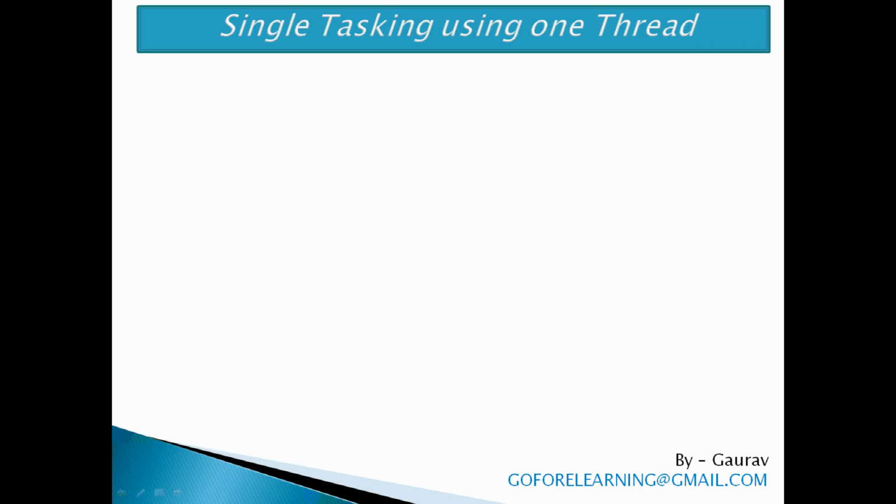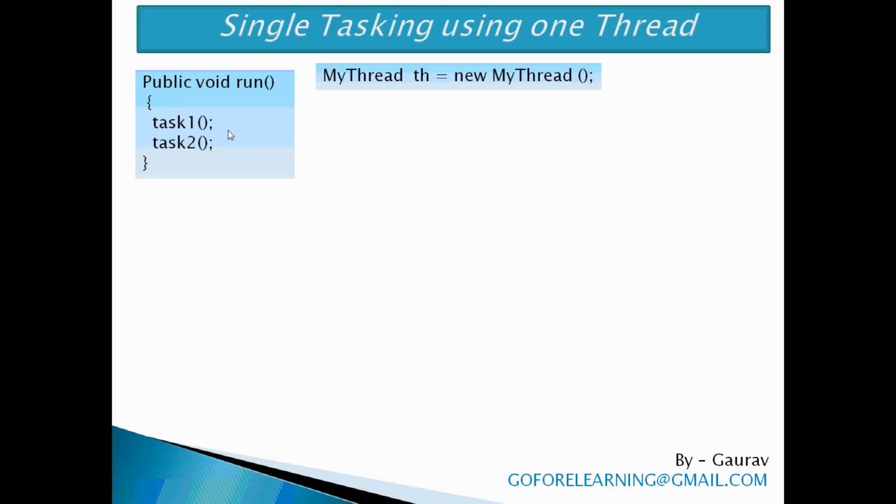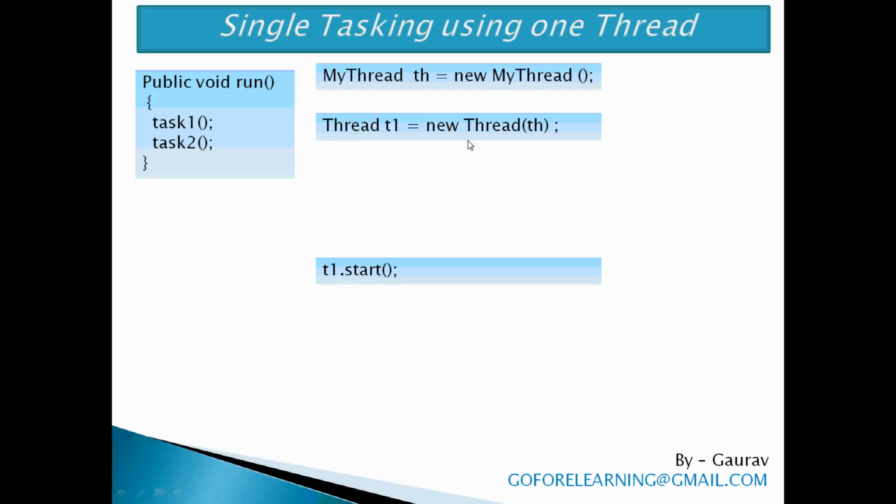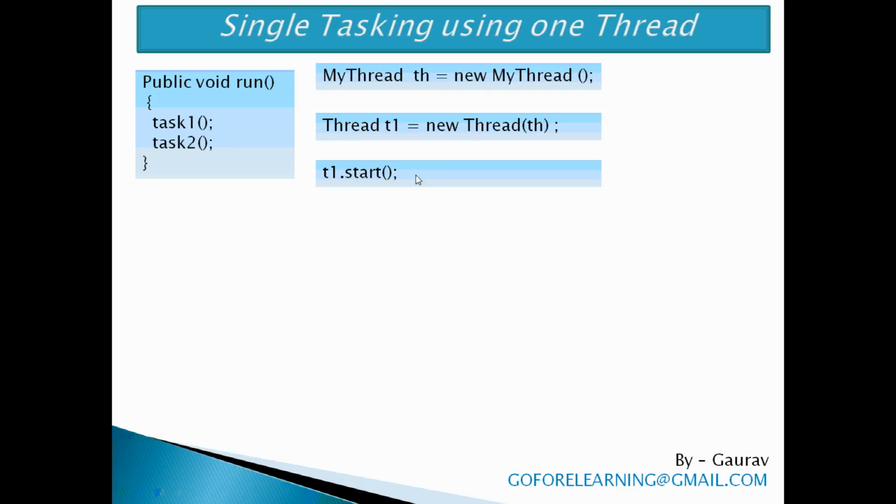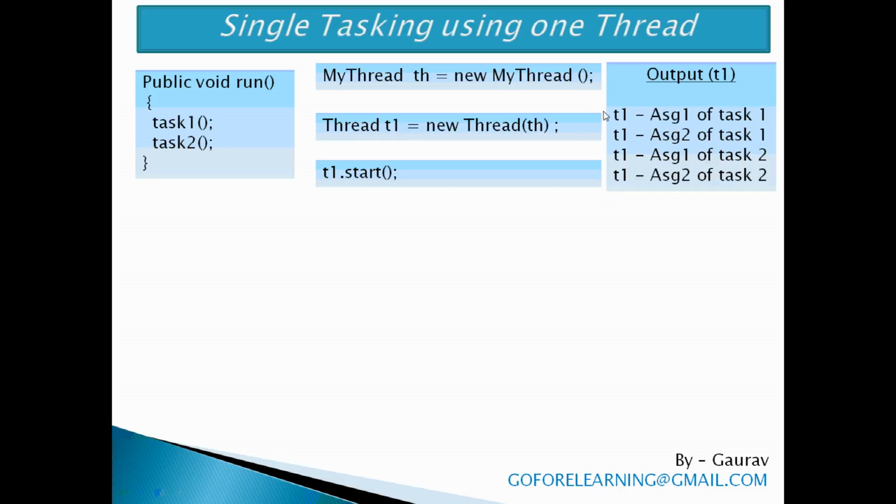Next is single tasking using a thread. In this, a thread executes one task at a time. Suppose there are two tasks and each task has two assignments to be executed. First, we create an object of my class, then create a thread T1 and attach it to the object, and then execute the thread T1 on that object's run method. In this way, a single thread T1 is used to execute the tasks one by one: assignment 1 of task 1, assignment 2 of task 1, assignment 1 of task 2 and assignment 2 of task 2.